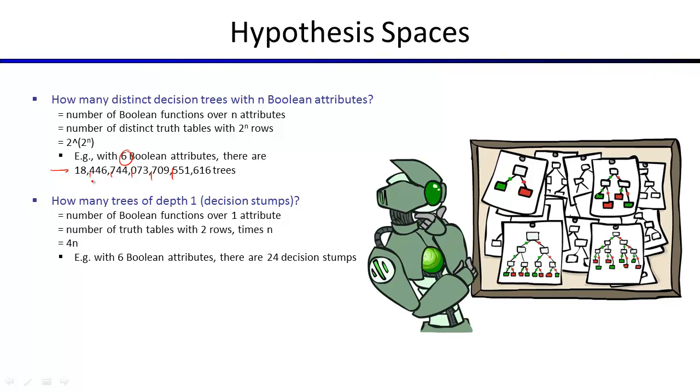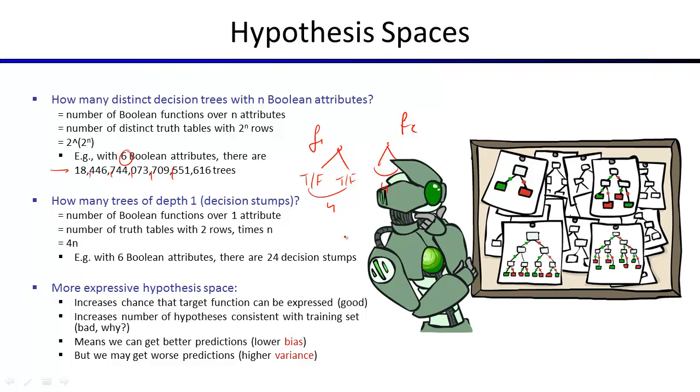So in this case, if we had feature one, we split. This is based on feature one. This is based on feature two. And here we could have true or false. This is a total of four. Same thing here, four. So total, we have n times four, four n decision stumps. So if we restrict ourselves to just decision stumps, we have a much smaller hypothesis space, and maybe that'll work better in some scenarios.